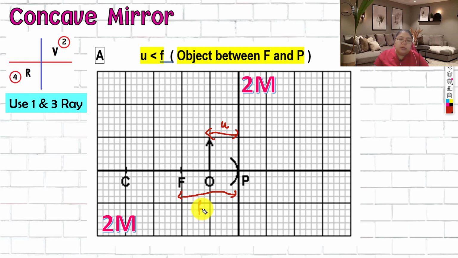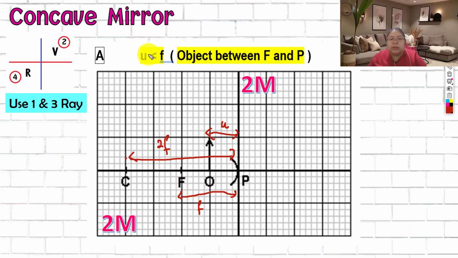Agree? So this one we can also label from the C, straight forward to the P. This one we call 2 focal length. So this one is labeled first. U is the object distance. This one is the focal length. This one is 2 focal length.